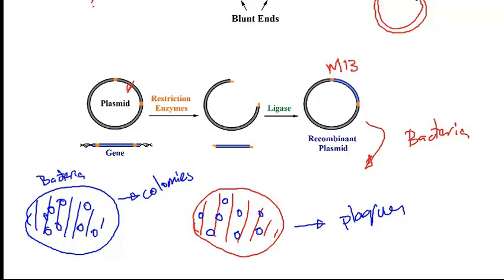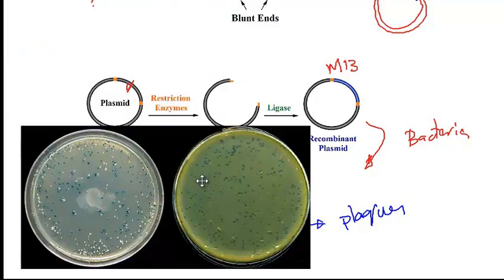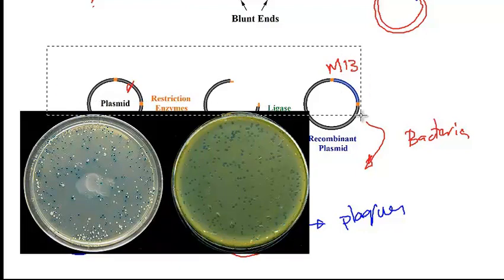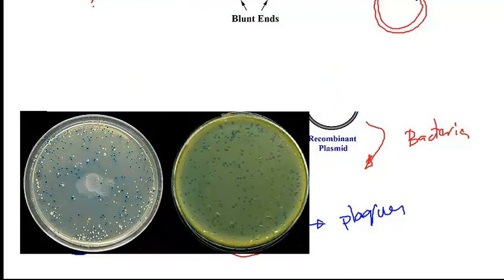And so here I have an example for you of the difference between plaque and a colony. I got this slide from Wikipedia. So here you can see that in the first plate we have all these colonies. These are bacteria that are sticking out. So these are colonies from bacterial growth.